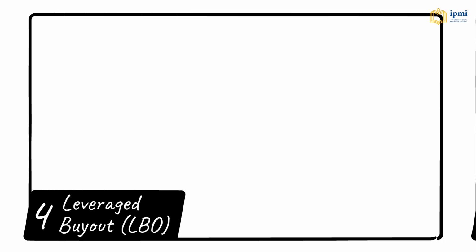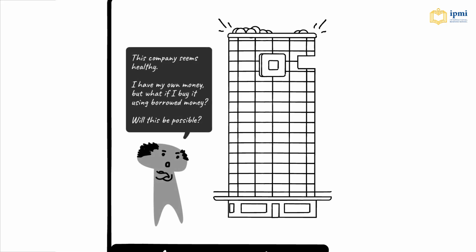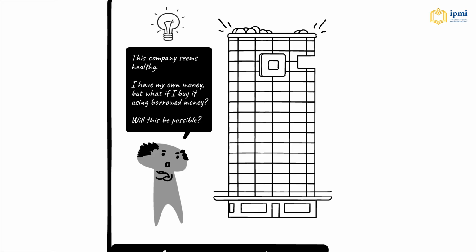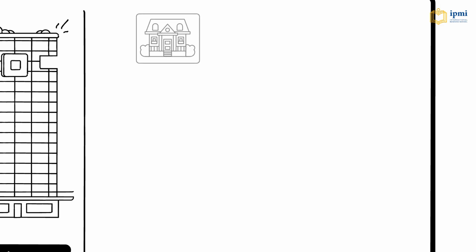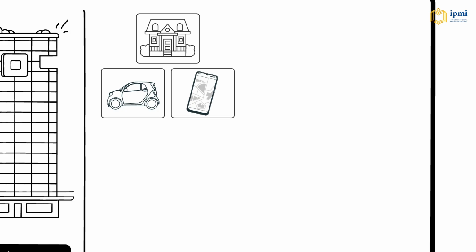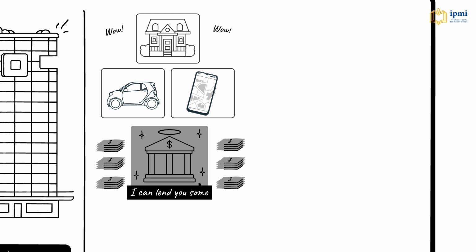Leverage buyout, or LBO, is a financial maneuver where a company is acquired using a significant amount of borrowed money, debt. Here's an example. Imagine you want to buy a house, or maybe a car, or maybe a phone. You might pay for it entirely with your own money, or you might take out borrowed money from a bank. An LBO is like buying these things with borrowed money.